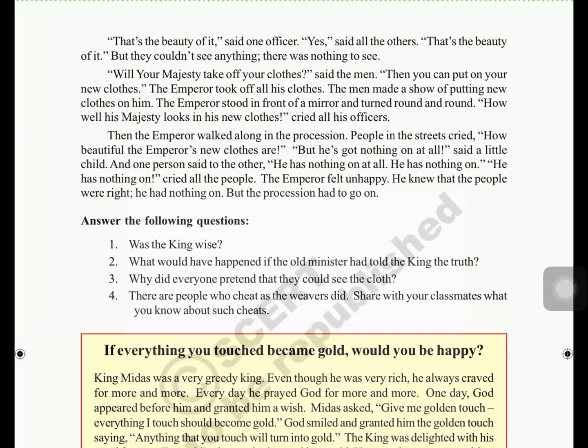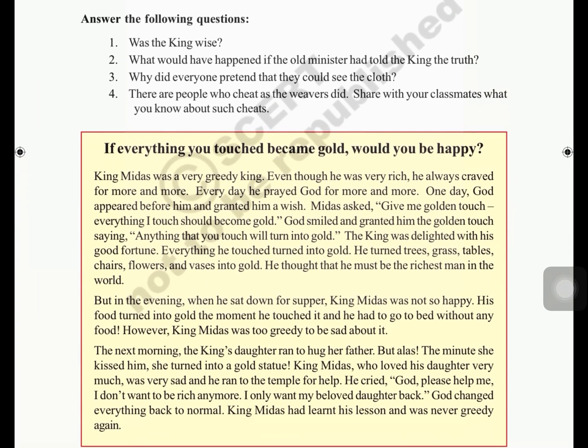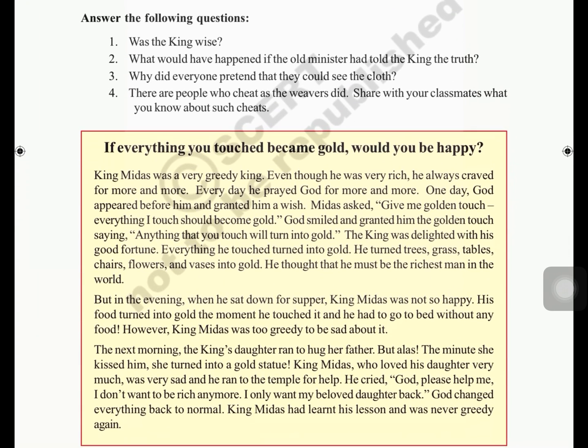Answer the following questions. First, listen to the lesson carefully, then you can answer the questions. Go through the material also.